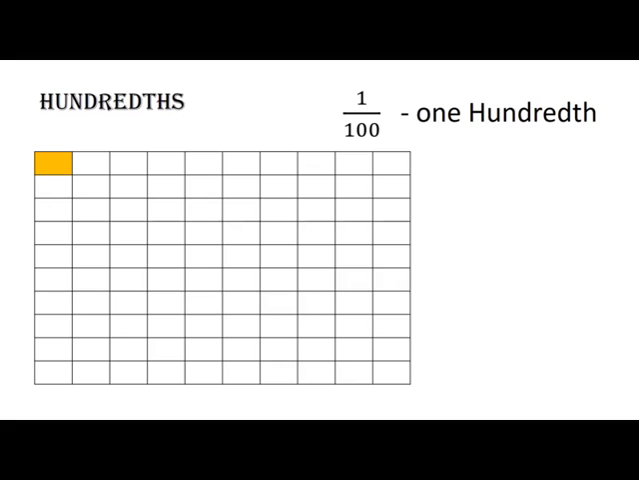Similarly, here I have drawn 10 rows, 10 columns. So totally 100 cells are there, 100 blocks. In that I have colored only one part. So totally 100 parts, and I have colored only one part. So the fraction is 1 by 100. That is 1/100th. One part out of 100 parts. We call it hundredths.